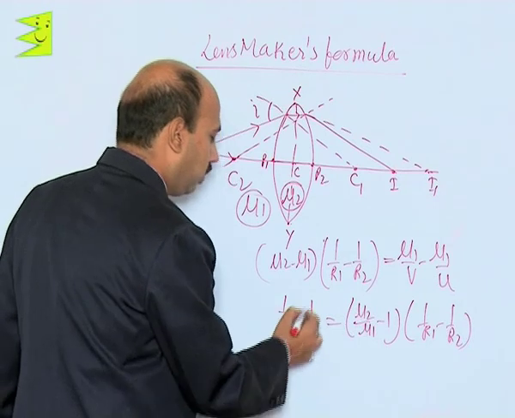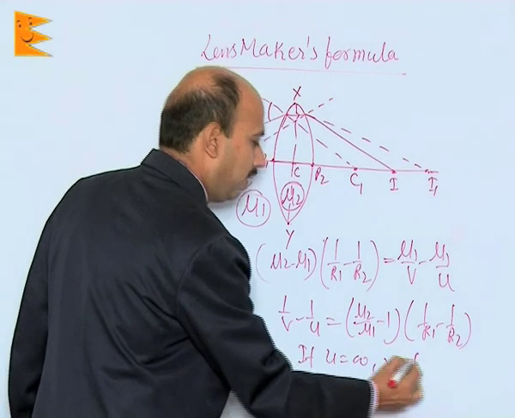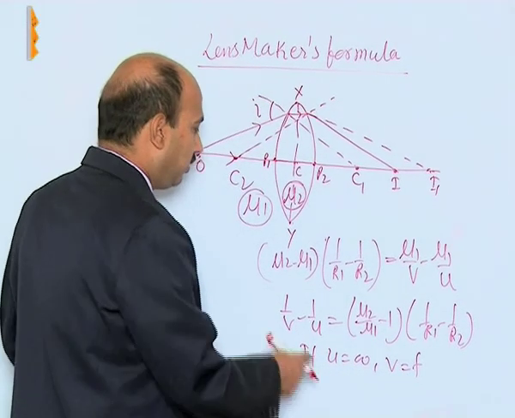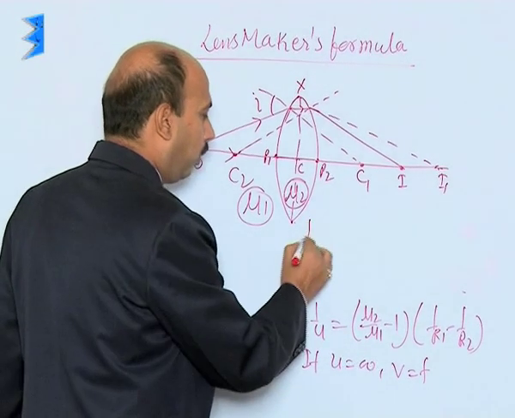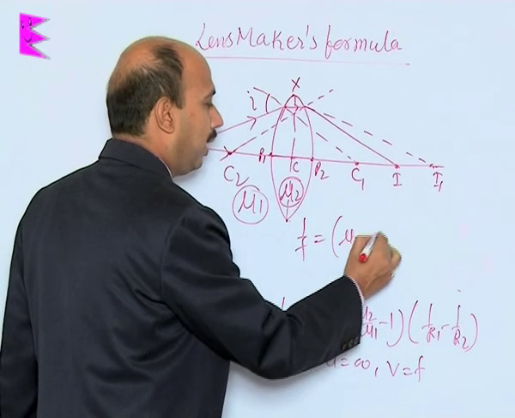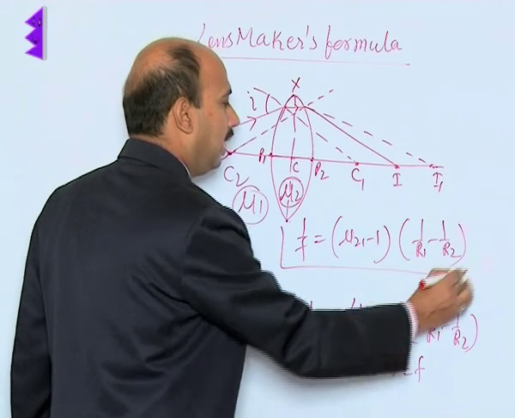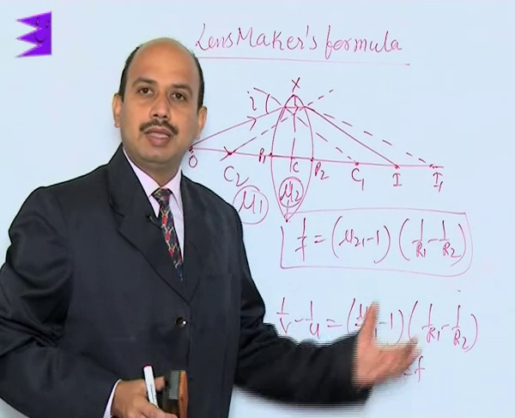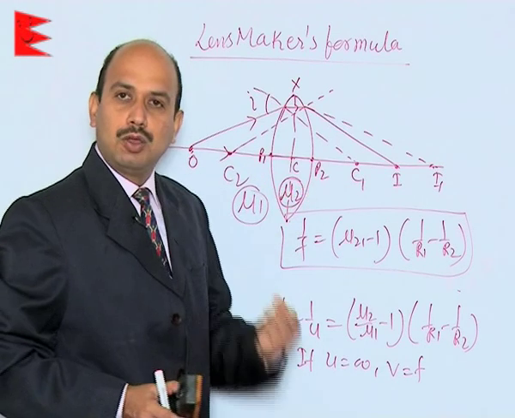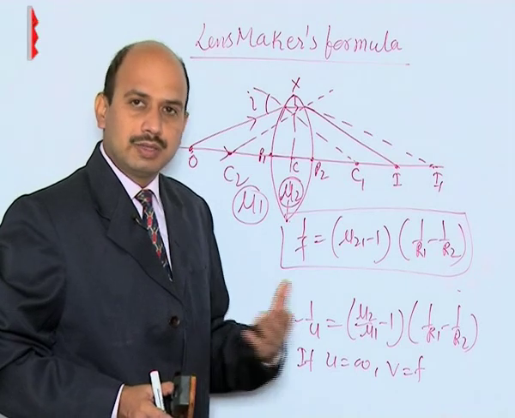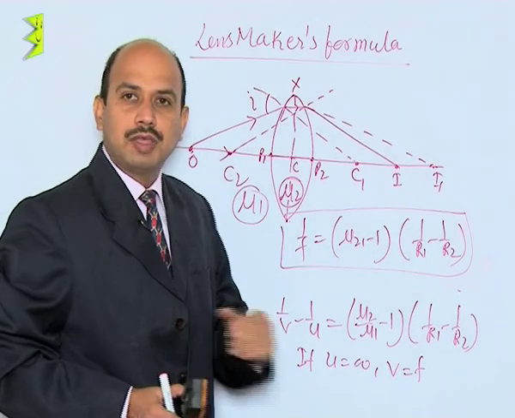And this we can write if I take u equal to infinity, so v is equal to f, the focal length. So, the same formula can be written as 1 upon f is equal to mu21 minus 1 into 1 upon R1 minus 1 upon R2. So, this is the relation between focal length, refractive index of the material and radius of curvature. But see here, P1, P2 and C are very close to each other because the lenses are considered to be thin. So, all these distances are ignored and everything is measured from the point C.